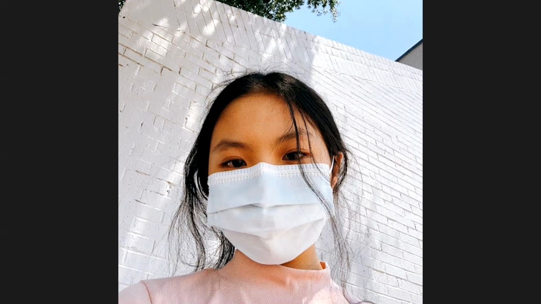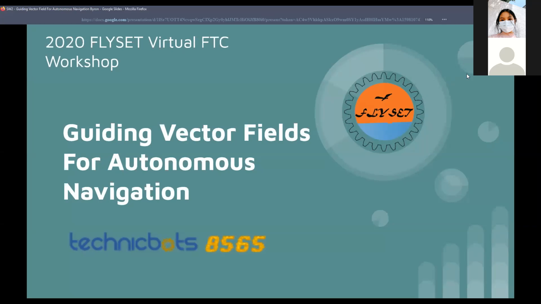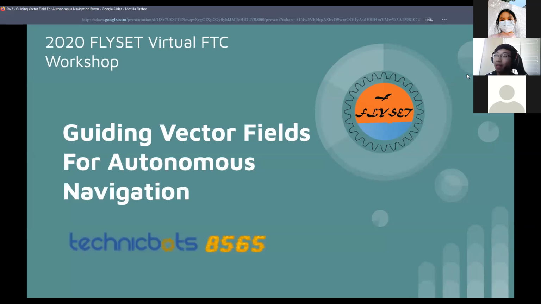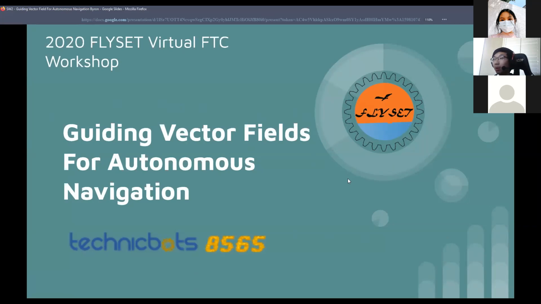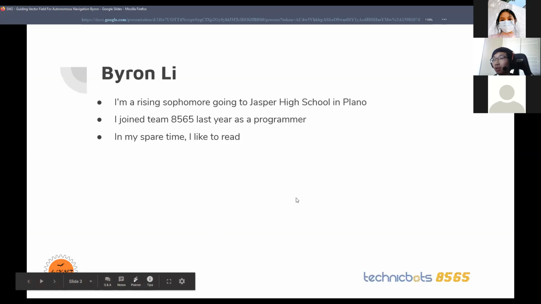Yeah, so I'm just going to start sharing my screen and share my slides. So today we're going to be talking about guiding vector fields for autonomous navigation. We just heard Anthony talk about Pure Pursuit a little. Guiding vector fields, or GVF, is basically another path planning algorithm like Pure Pursuit, and Anthony talked about Roadrunner a little bit.